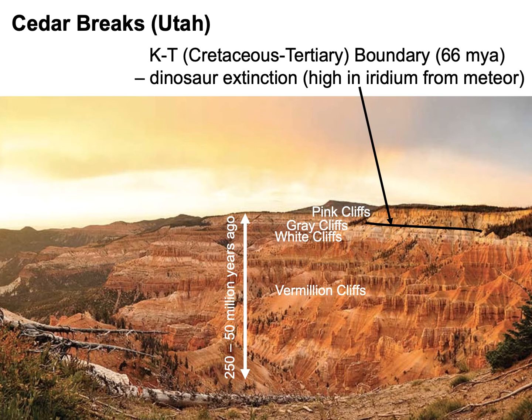And there's a line there that I've drawn that you can see between the pink and gray cliffs, which is the KT boundary, the Cretaceous-Tertiary boundary, at 66 million years ago. And that's where the dinosaurs went extinct. So you would find the dinosaur bones below that line, but absolutely no dinosaur bones above that line. And if you sample that layer, it's high in iridium, which indicates extraterrestrial, that is, a meteor source for that iridium.